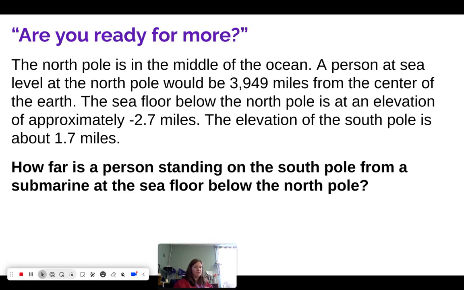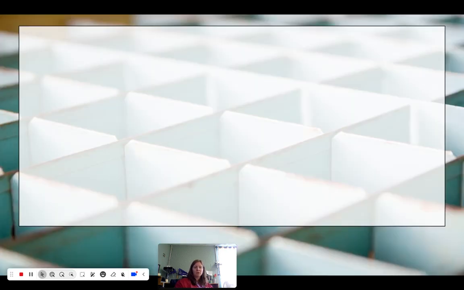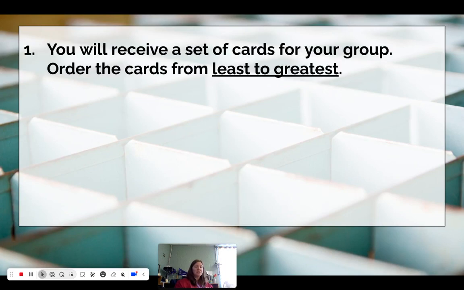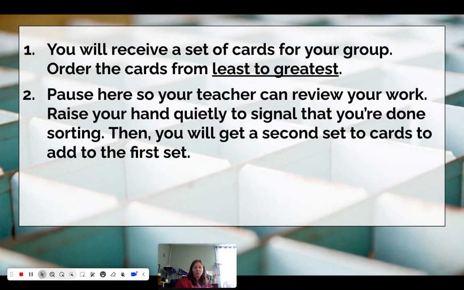So I'm not going to do this activity, but if you have at least 10 minutes left, I want you to come see me so that you can get the card sort, the rational number card sort. You're going to receive a set of cards for your group. Label those cards from least to greatest. After you order them from least to greatest, pause so that I can review your work.